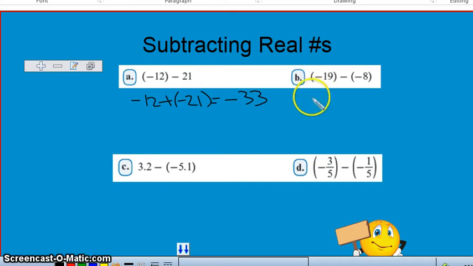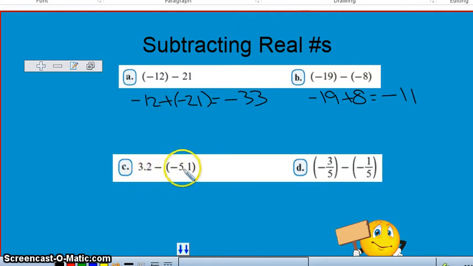All right, here we've got negative 19 minus negative 8. So we're subtracting negative 8, which is the same thing as adding its inverse. So we can rewrite this as negative 19 plus the inverse of negative 8, which is positive 8. Now 19 is bigger, so our answer is going to be negative. Negative 19 plus 8 is negative 11.